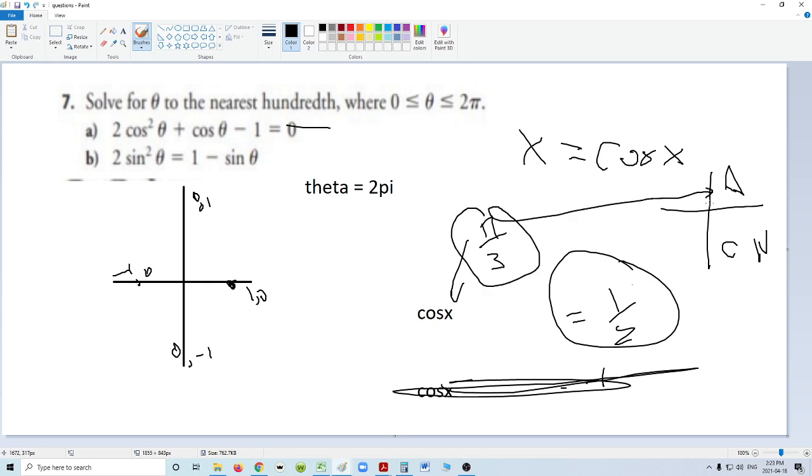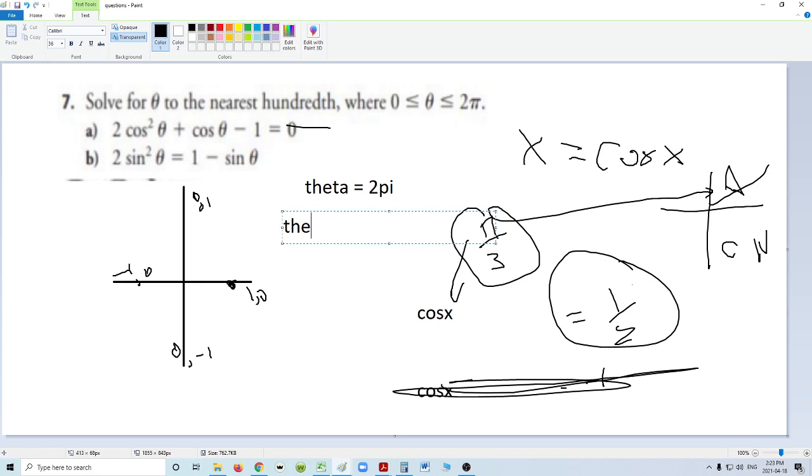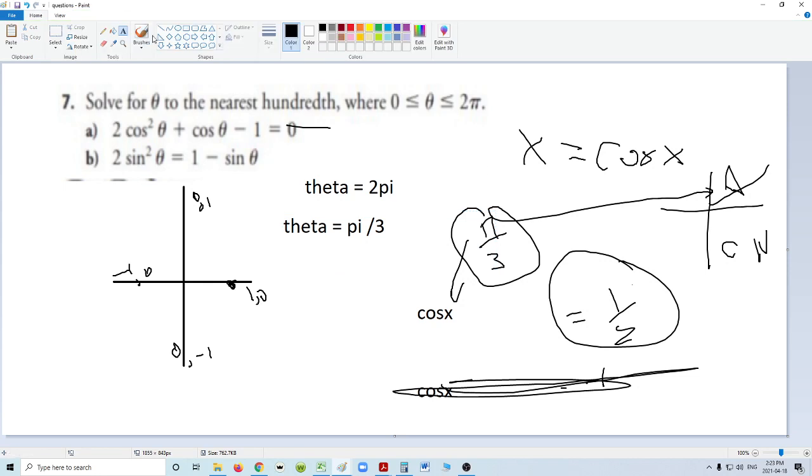So that means our first answer is that. That's the acute angle that also is the principal angle right there. So theta is also equal to pi over 3. That's good. But this other angle down here is also pi over 3, and cosine is also positive.